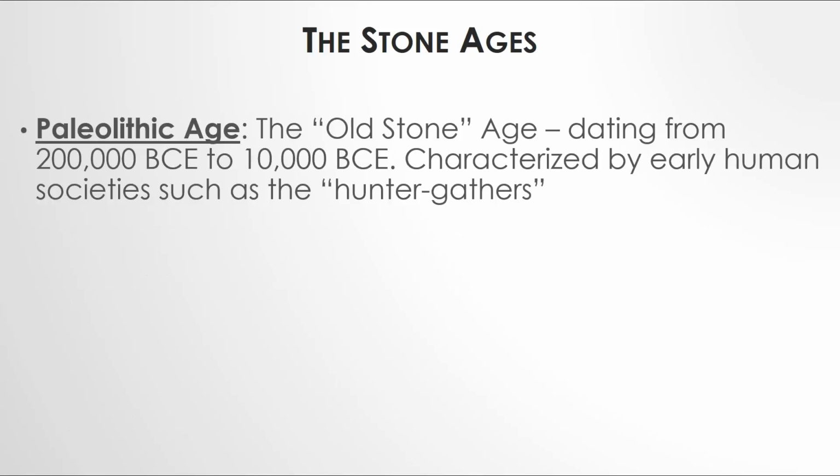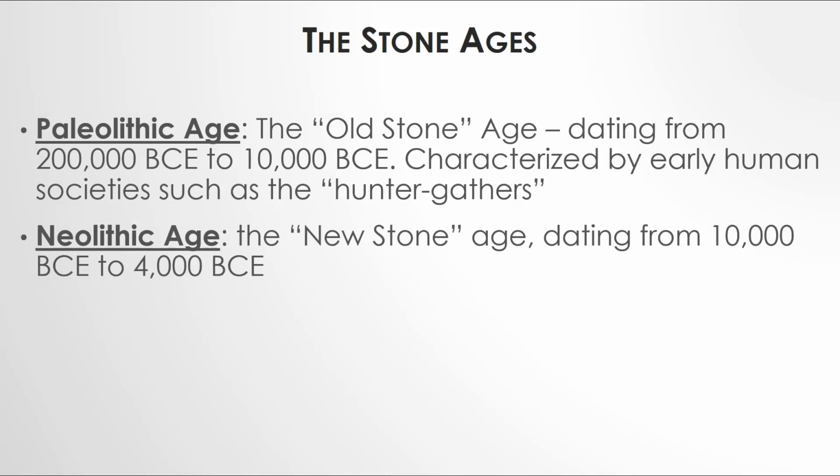So we were talking about the Paleolithic age. This is the Old Stone Age, right? Paleo meaning old, lithic meaning stone, dating from about 200,000 BCE to 10,000 BCE. This is early human societies such as hunter-gatherer groups, right? There's no civilization yet. There's no cities. There's no anything like that. So this is really the earliest of human societies.